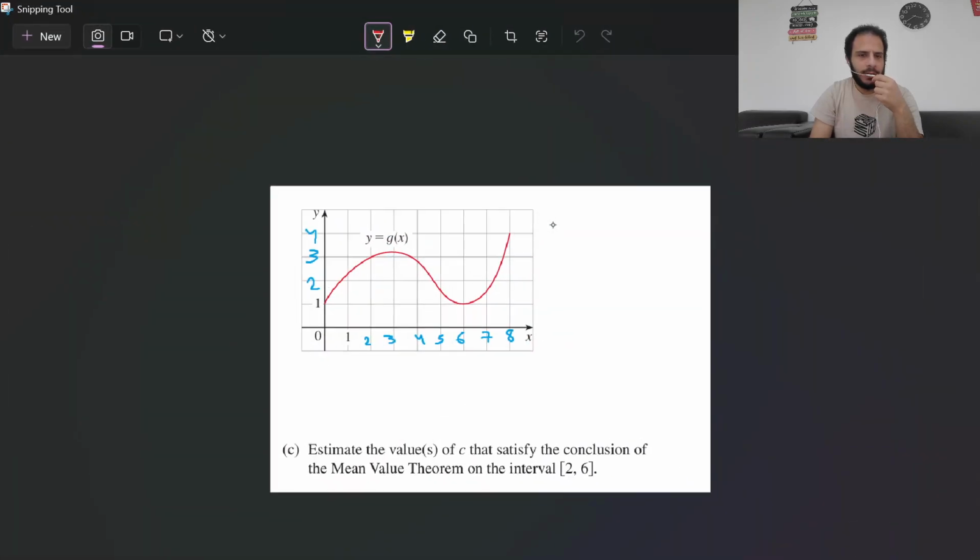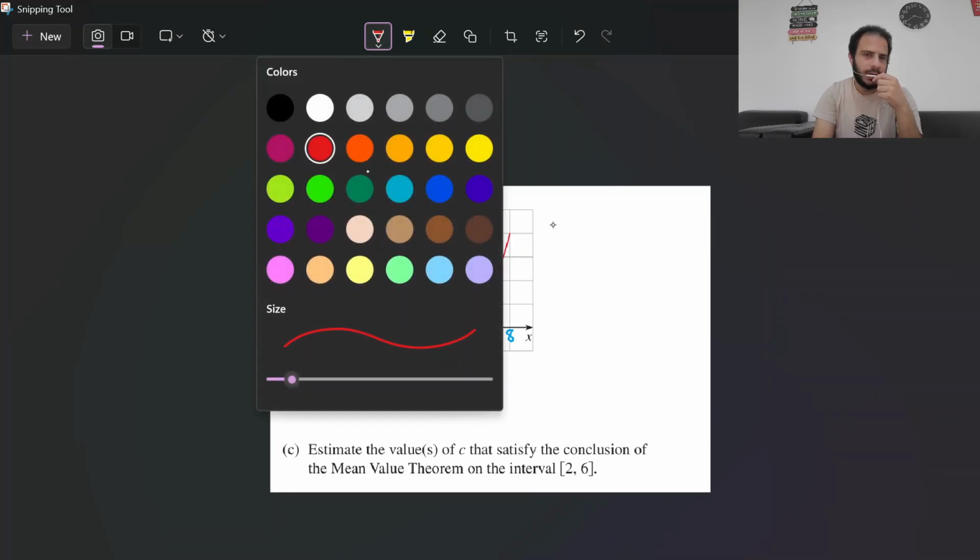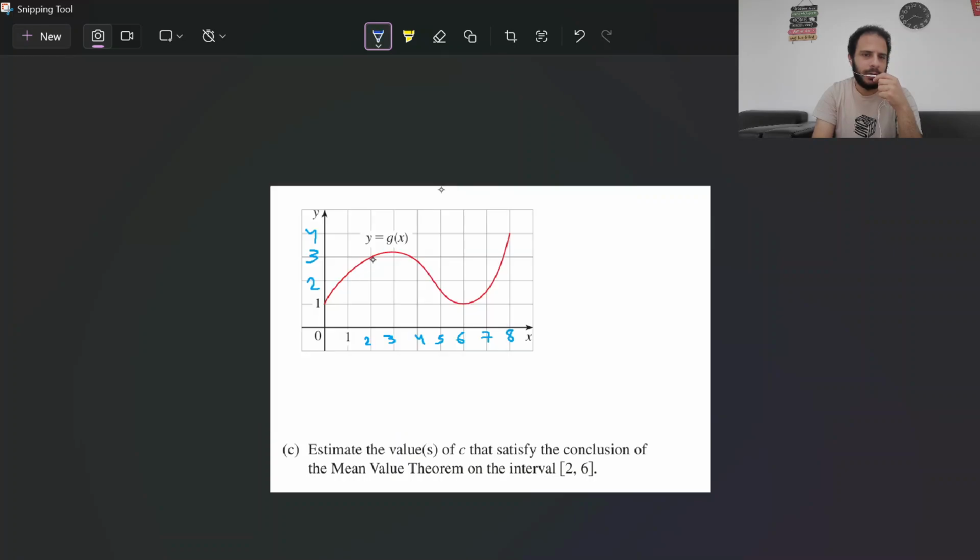So here again, it's the same graph, but now we are dealing with the interval 2 to 6. So let's make it clear: it's continuous on the closed interval 2 to 6, and it's differentiable on the open interval 2 to 6. So it satisfies the mean value theorem, right? So let's solve it now. Let's estimate the values that satisfy it.